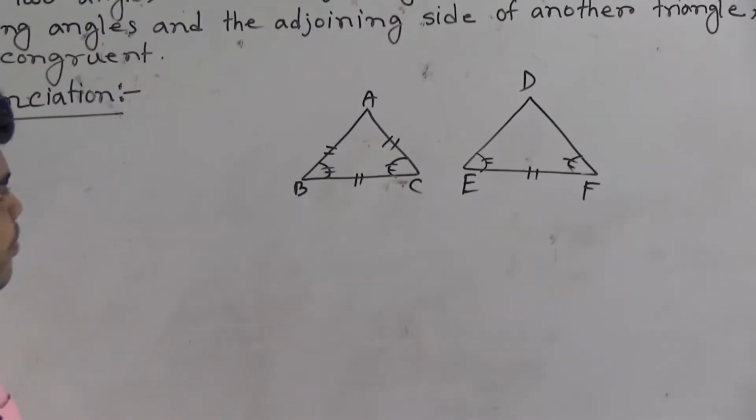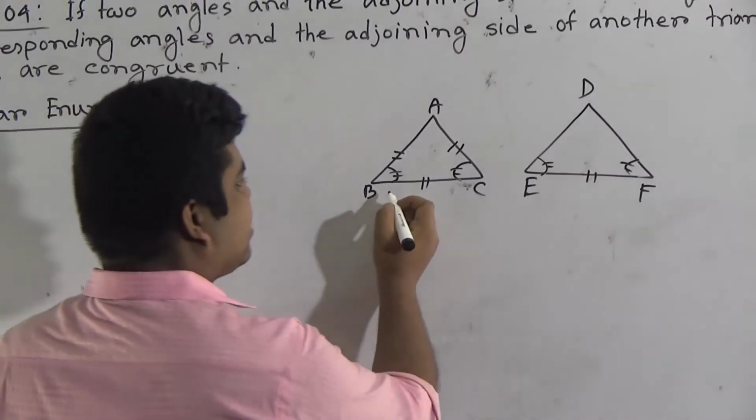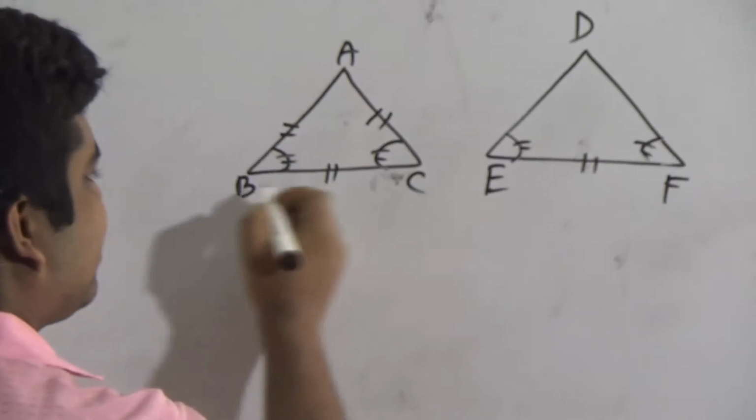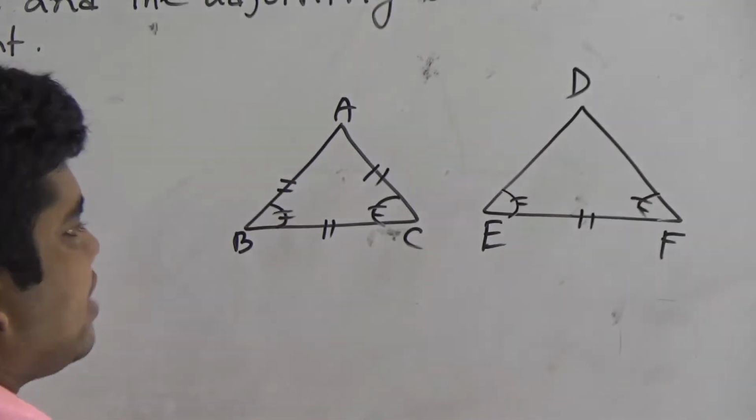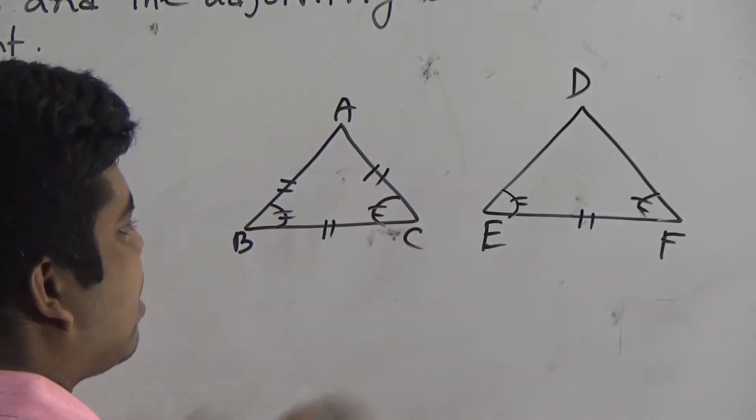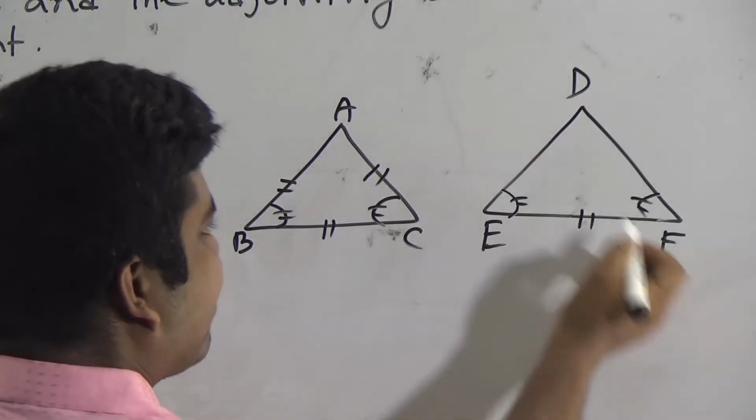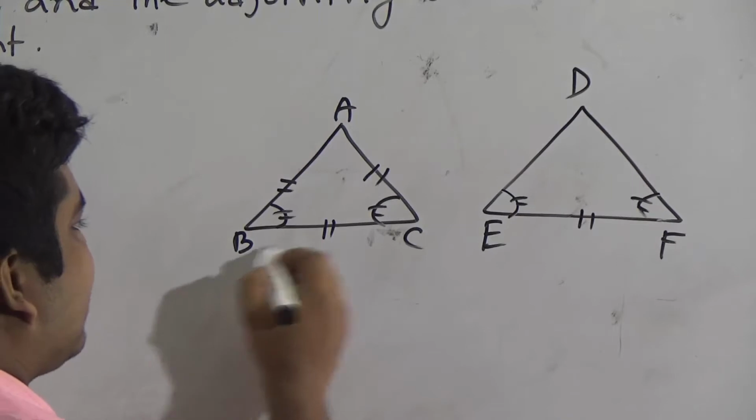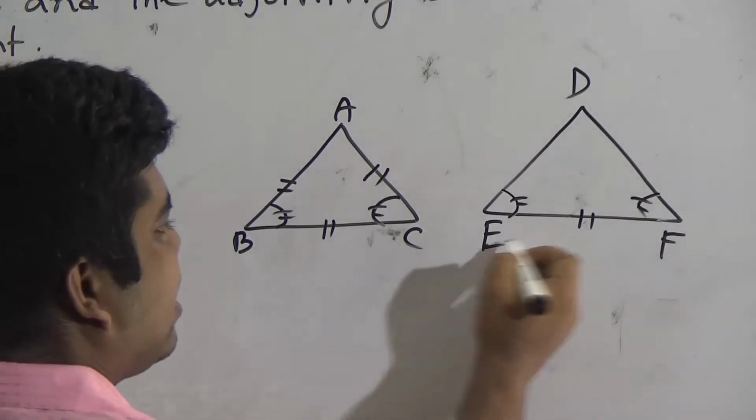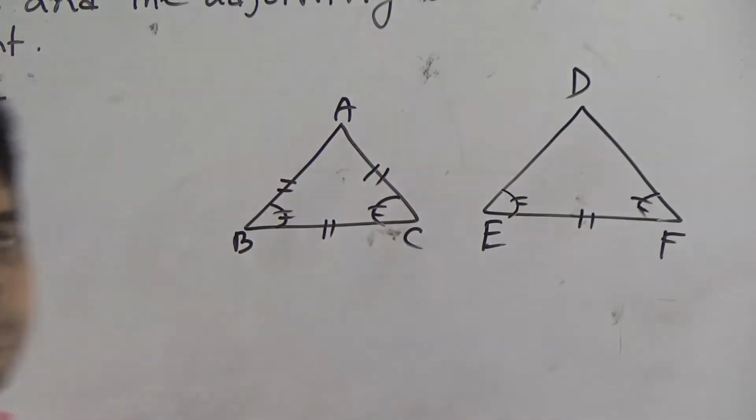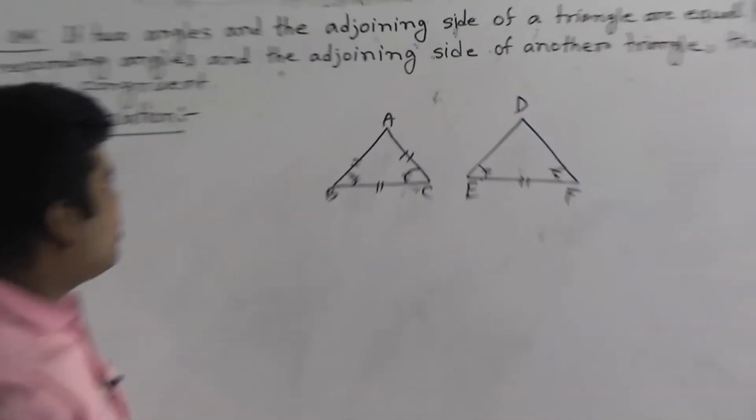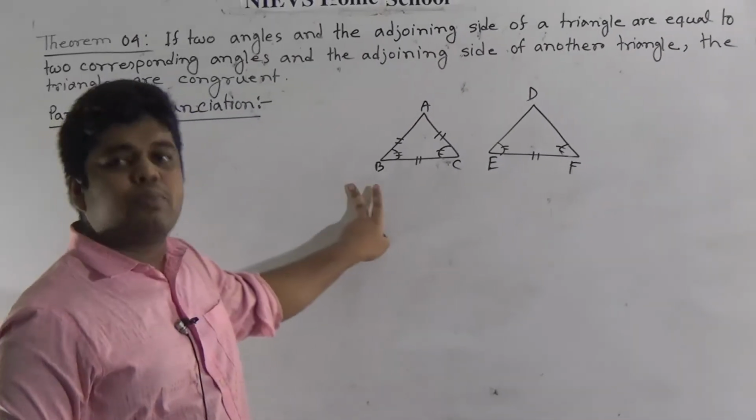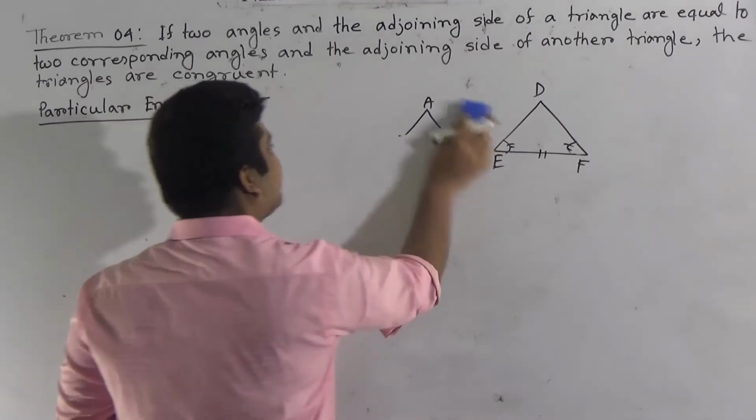I repeat, suppose the two angles of triangle ABC, angle B and angle C, are equal to the two angles, angle E and angle F, of triangle DEF, and also the side BC equals the side EF, then these two triangles will be congruent. So my dear students, we need to prove that. Okay, now we draw the figure.